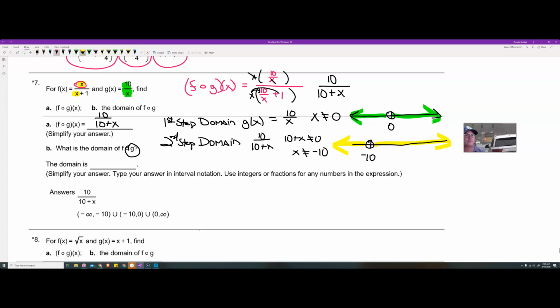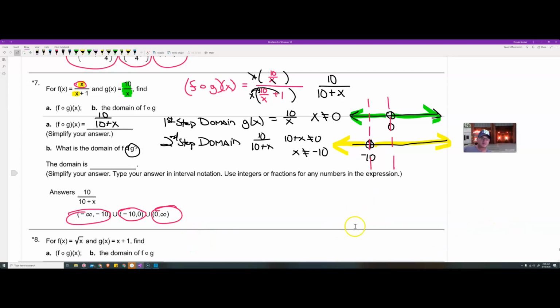Now I'm going to write down the intervals of all the overlapping areas, the ones that are both green and yellow. So I have to the left of negative 10, right there. In between negative 10 and 0. And then from 0 up to infinity. And there's my interval notation.